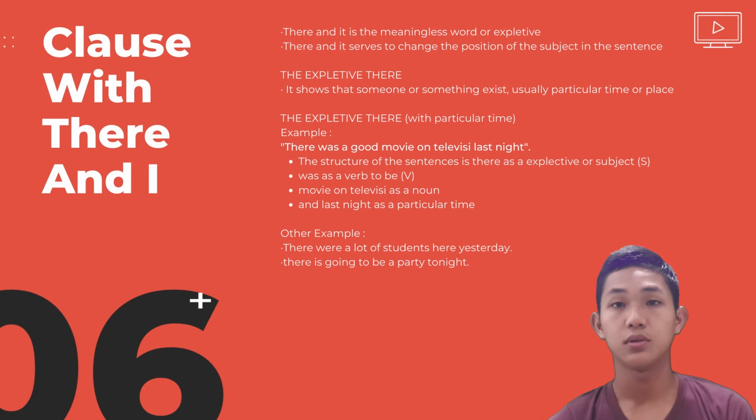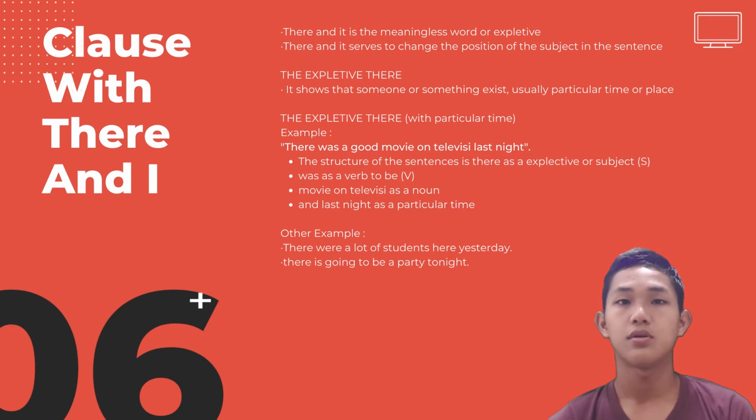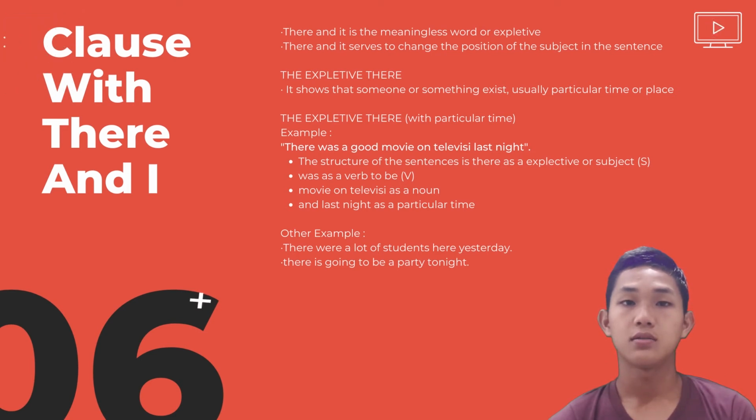Clauses with there and it. 1. There and it are meaningless words, or expletives. 2. There and it serve to change the position of the subject in a sentence. The expletive there: 1. It shows that someone or something exists, usually at a particular time or place. The expletive there with a particular time.